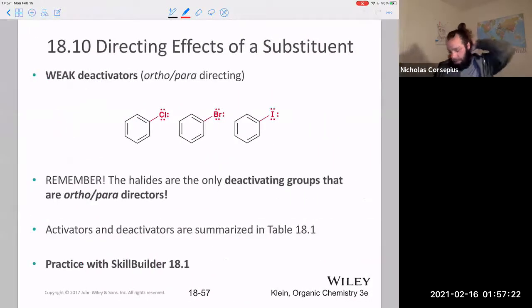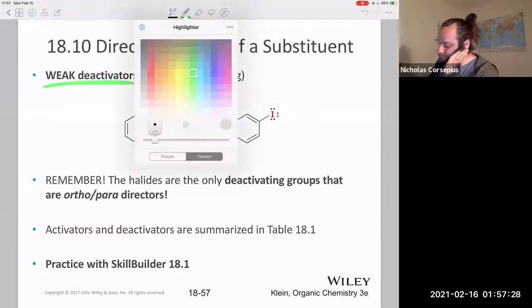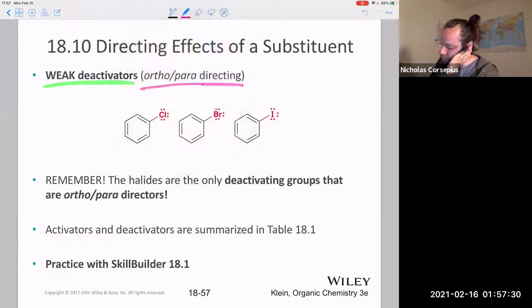And then the one that kind of falls in the middle, we have, again, these are weak deactivators, but they are ortho-para-directing, and those are all the halogens, so any halogenated benzene. Again, notice that this is the only deactivating group that are ortho-para-directors. With the exception of the halogens, all the deactivating groups are meta-directors, and all the activating groups are ortho-para-directors.